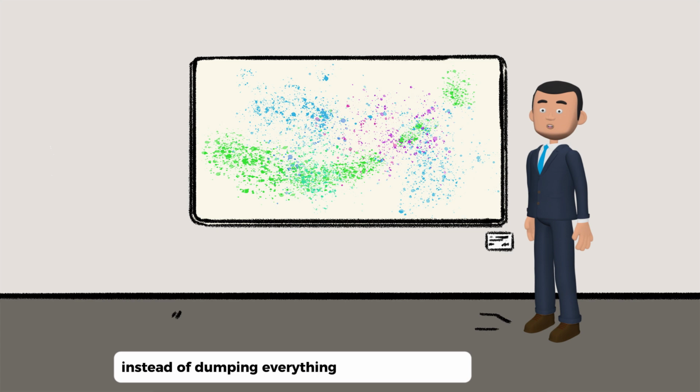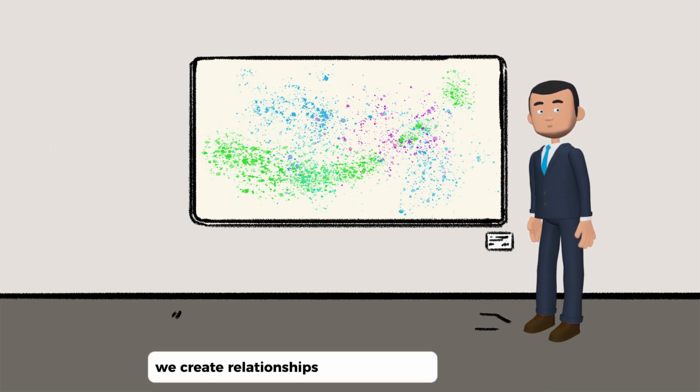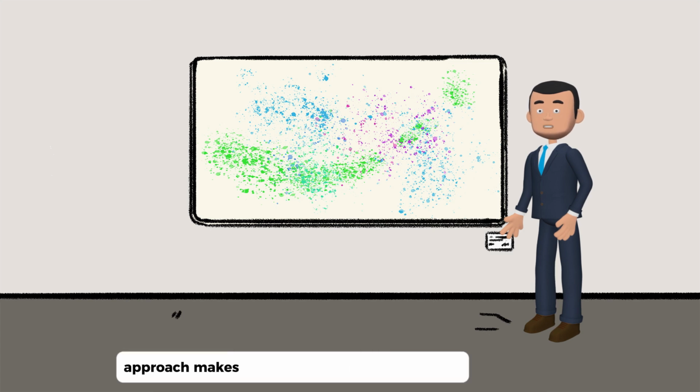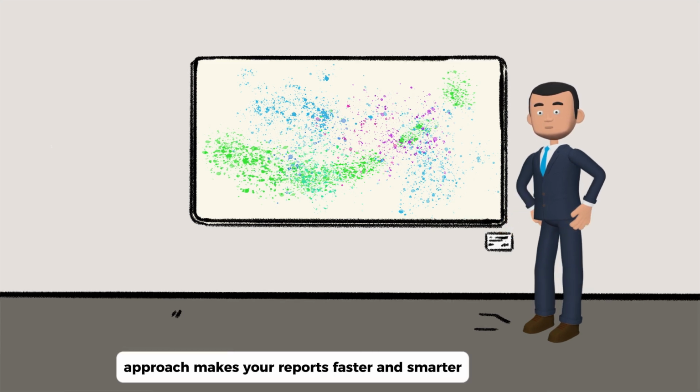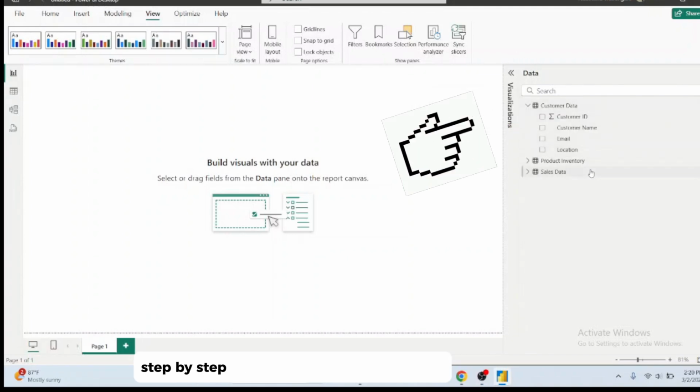Instead of dumping everything into one big table, we create relationships between tables, just like connecting puzzle pieces. This structured approach makes your reports faster and smarter. Now let's jump into Power BI and build our data model step by step.